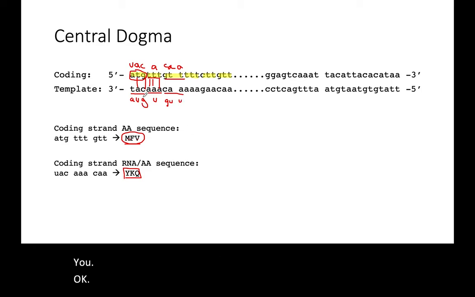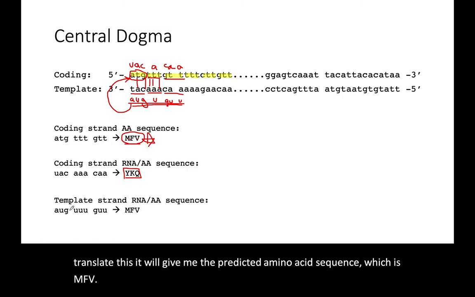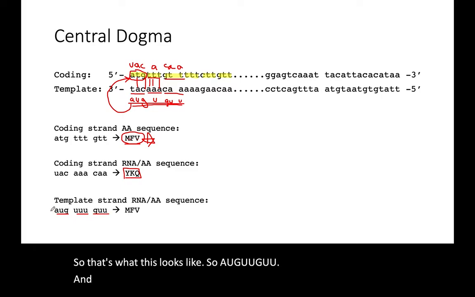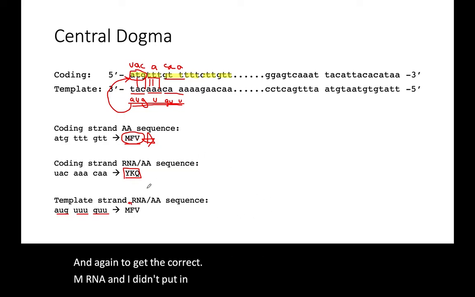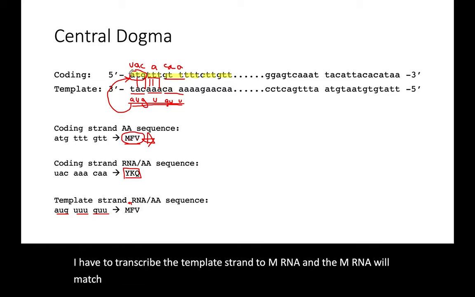Okay, if you look at this, the RNA sequence is the RNA copy of the coding strand, because now if I translate this, it will give me the predicted amino acid sequence, which is MFV. So that's what this looks like: AUG, UUU, GUU. And again, to get the correct mRNA, I have to transcribe the template strand to mRNA, and the mRNA will match the coding strand.